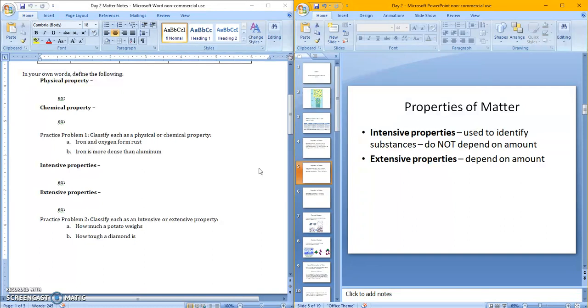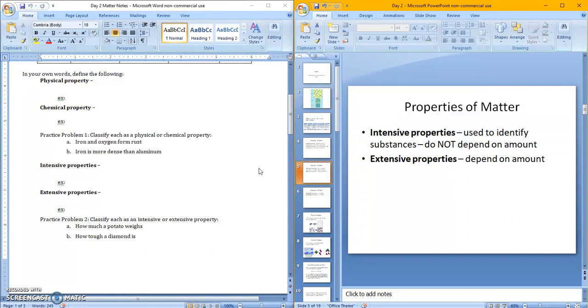Whereas an extensive property depends on the amount. So extensive properties are things like mass, volume, anything that when you're measuring it, it depends on how much you have. So for instance, when I look at water, if I have 1 cup of water versus 10 gallons of water, that volume is different because of my sample size.